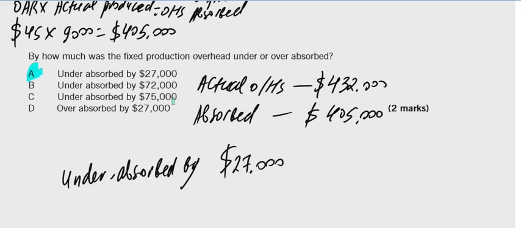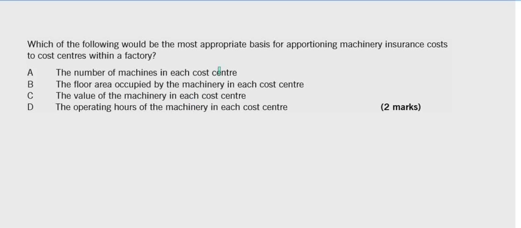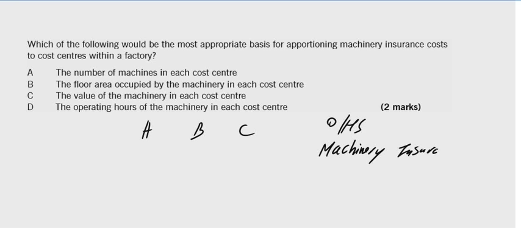Okay, moving on. Which of the following would be the most appropriate basis for apportioning machinery insurance costs to cost centers within a factory? Let's say we have departments A, B, C, and we have overheads, let's say machinery insurance. That's an amount, and we have to apportion it. What is the basis here? Of course, the basis will be the value of machinery. So the correct answer is C.